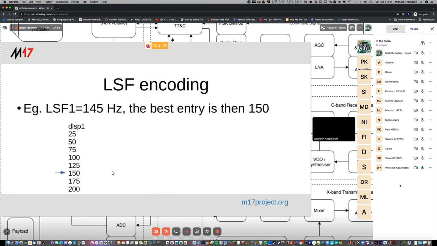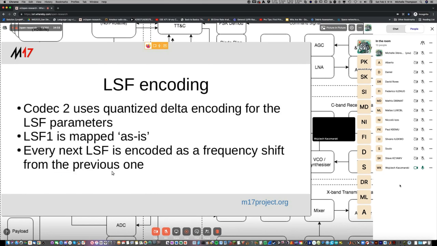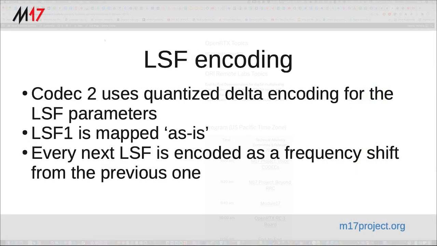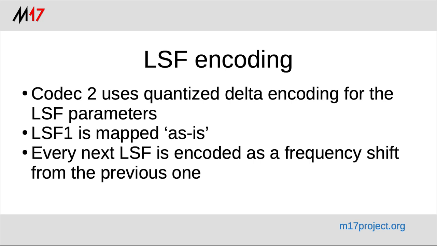10 numbers to transmit. Now, how to do it efficiently? Codec 2 does it like this. The first LSF is encoded as a codebook entry from one of 10 codebooks. The first one is used to encode LSF1, and it does it like this. The LSF input is compared to every single entry from that codebook, and that codebook has 32 entries.